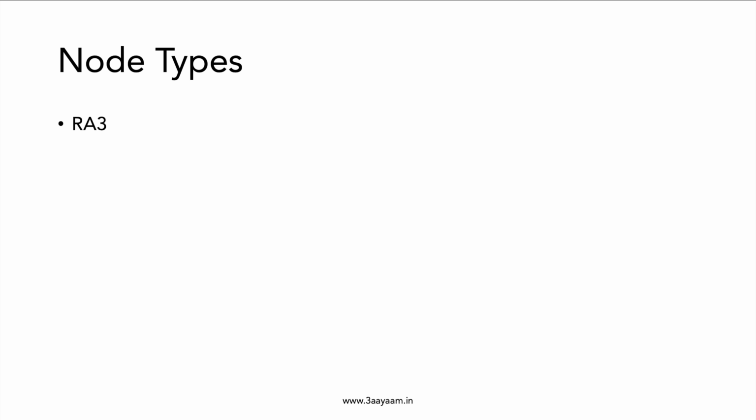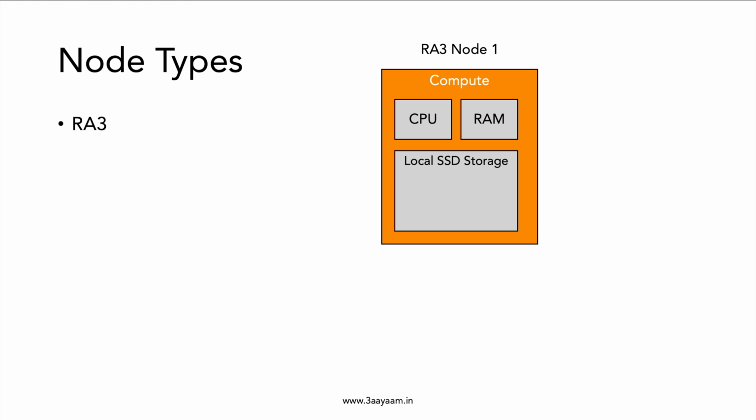The first node type is the RA3 node type, and it was launched recently. The RA3 node type is of course a compute node. It is not a leader node, because when we create EC2 instances for a Redshift cluster, we do not provide the leader node, we only provide the compute node. So this is an RA3 node. I have named it RA3 node 1, which is a compute node. It has its own CPU, RAM and local SSD storage. The SSD storage is attached to the node. So this is the compute node type.